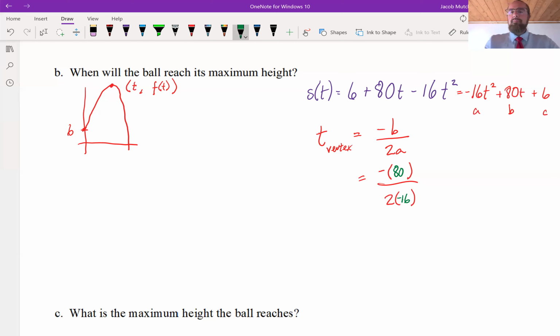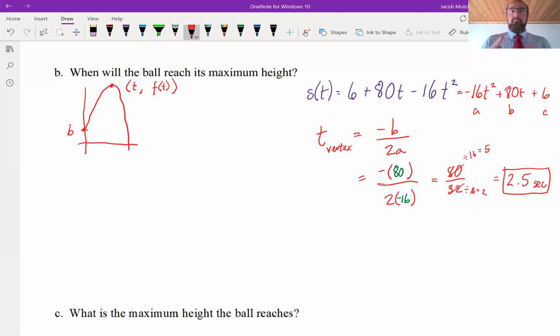And that I just want to simplify. So I see the negative signs there are going to cancel out, so that's good. The time will be positive. And then I've got 80 over 32. I can divide 16 of those out. If I divide 80 by 16, it equals 5. And that would leave 2 in my denominator. So then I've got 5 divided by 2, which is going to be 2.5. And since that's time, seconds, 2.5 seconds.